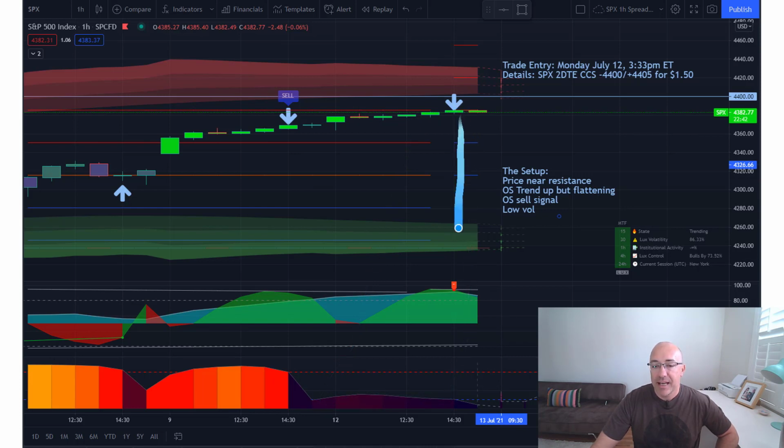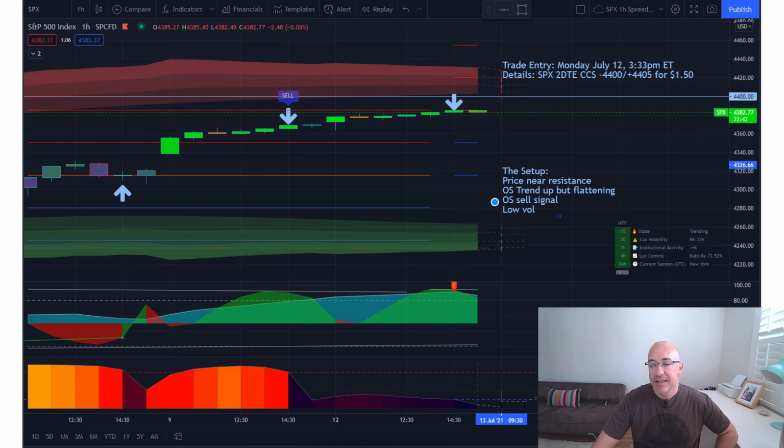And towards the end of the day, that last hour of the day, the oscillator actually turned over, and this little red thing is actually a sell signal on the oscillator. So when I add these things up together, and I took some notes here, the price is near resistance, the OS trend is up, but it's actually flattening.